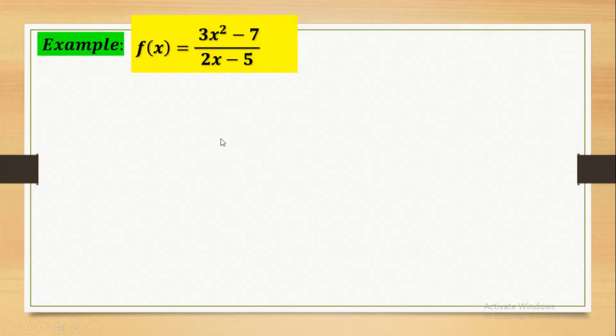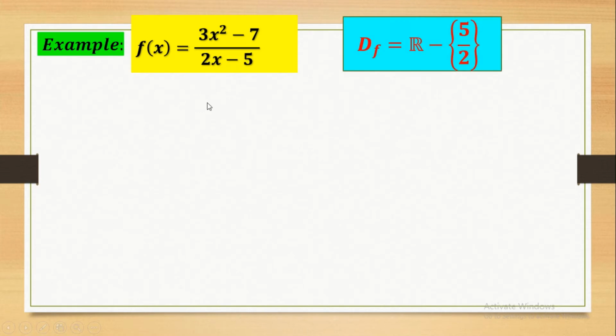Now let's have an example together. Here is a function f of x which is equal to 3x squared minus 7 over 2x minus 5. First of all, what's the domain of definition of this function? Note that the denominator shouldn't be 0. So we should say that 2x minus 5 is different from 0, then x is different from 5 over 2. So the domain of definition here is the set of all real numbers except the point 5 over 2.